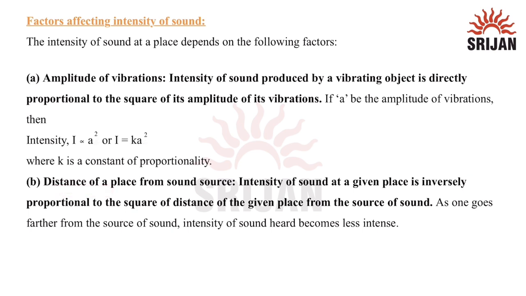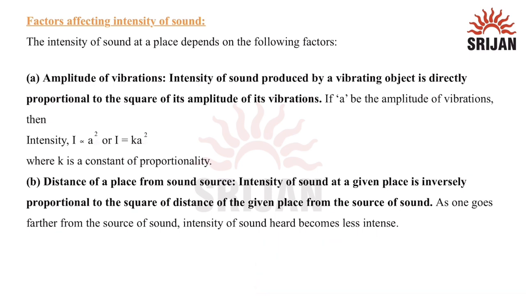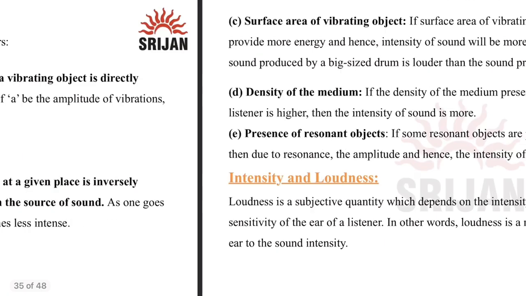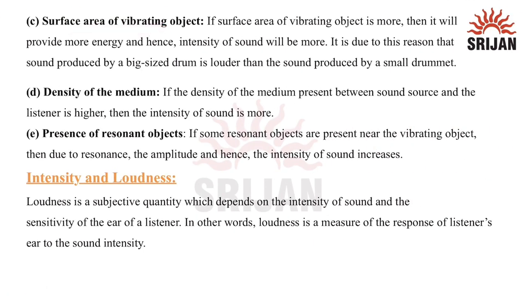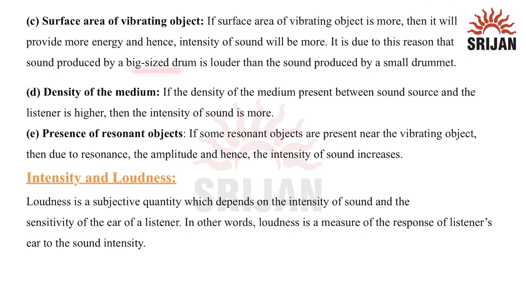Second is the distance of a place from the sound source. The intensity of sound at a given place is inversely proportional to the square of the distance of that place from the source of the sound. As one goes farther from the source, the intensity of sound heard becomes less. Now, surface area of the vibrating object. If the surface area of the vibrating object is more, like this, then it will provide more energy and hence the intensity will be more. It is due to this reason that the sound produced by a big sized drum is louder than the sound produced by a small drum.